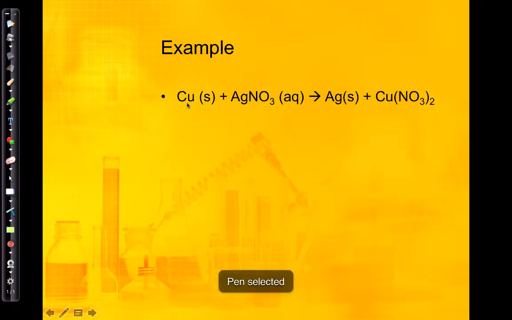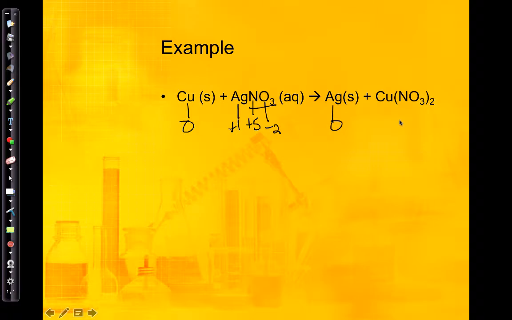So to first determine the oxidation numbers. Copper is by itself, so it should be 0. Silver nitrate, it's an ionic compound, so it's going to match the charges. But nitrate's a -1, oxygen's going to be -2. Since there's 3 of those, that's a -6. So each nitrogen has to be a +5. Silver by itself is going to be 0. And copper here should be +2. Oxygen should be -2, and then again nitrogen will be +5.